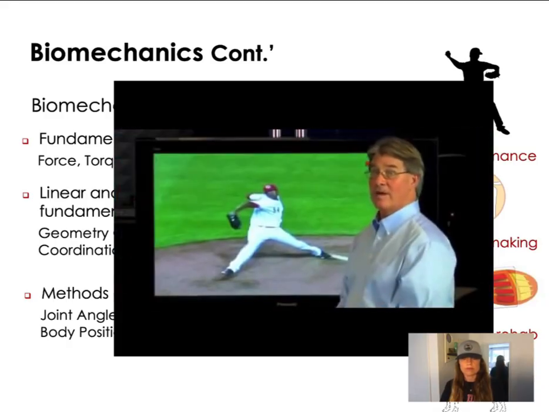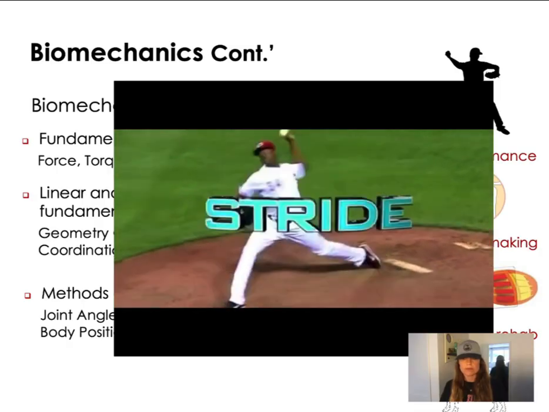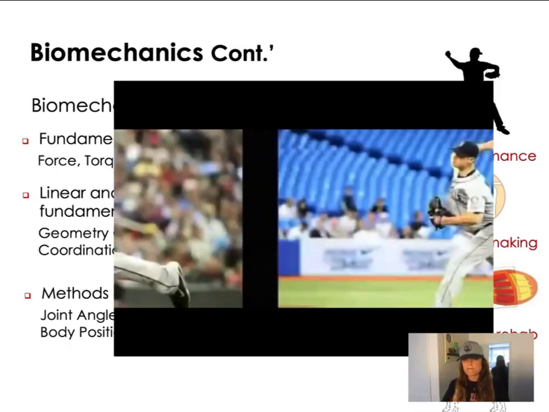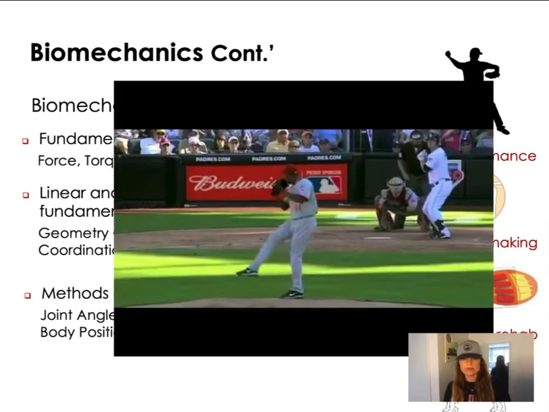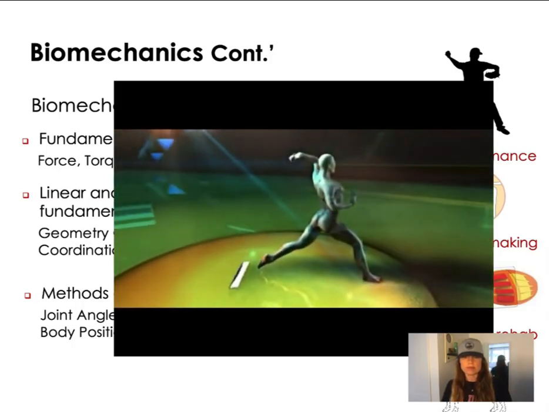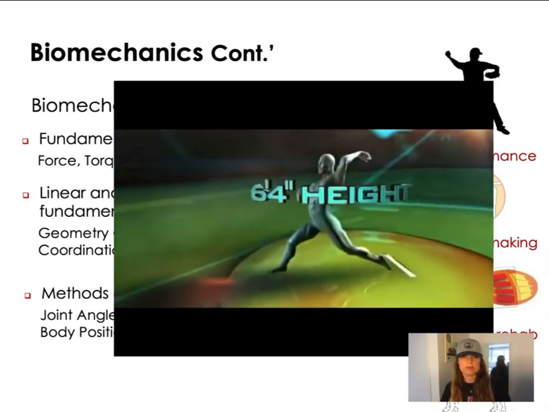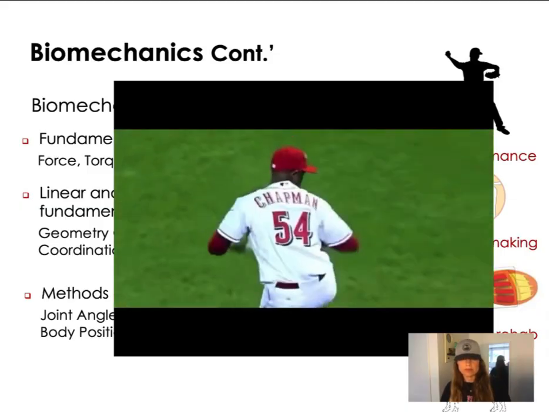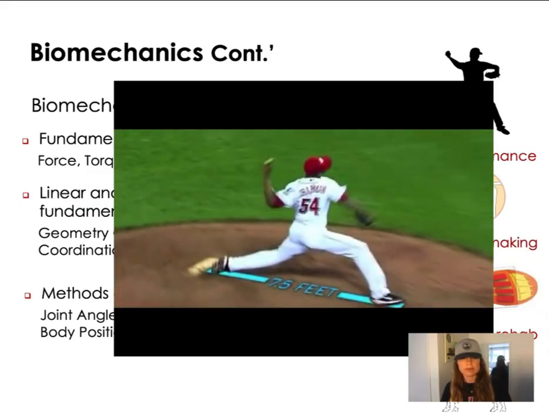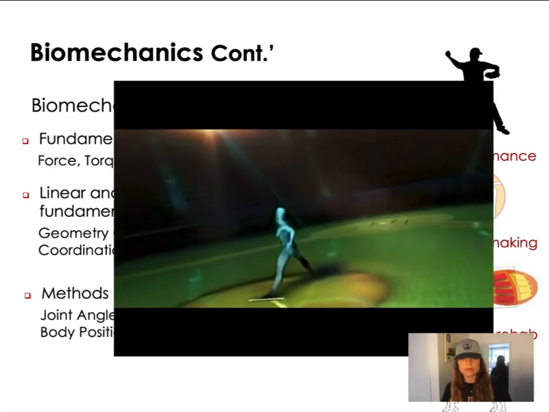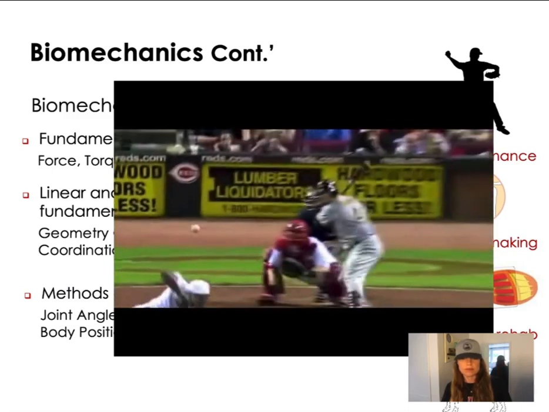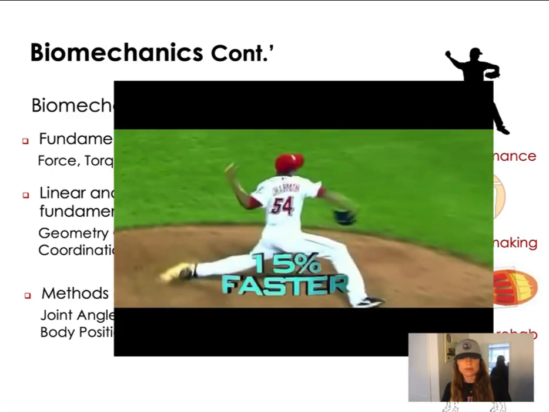That's why he throws 105 miles an hour. First, his stride. The typical stride length for a pitcher is about 87% of his height, but Chapman's stride averages 120% of his 6'4" height, approaching 7.5 feet. His stride isn't just long, it's fast, taking only 0.8 of a second, 15% faster than average pitchers.